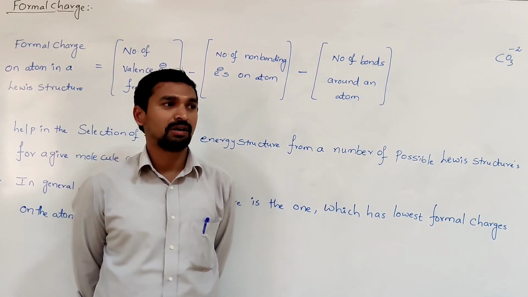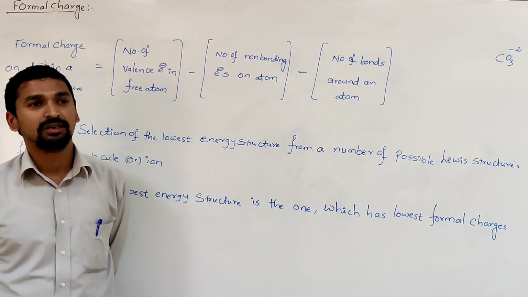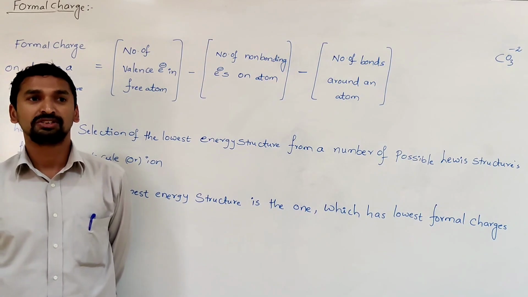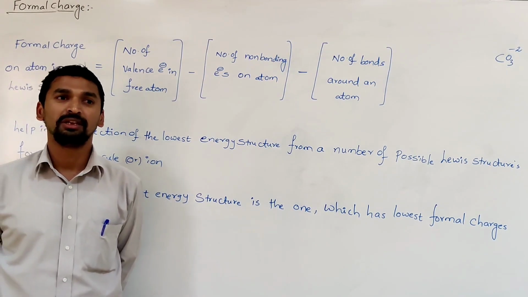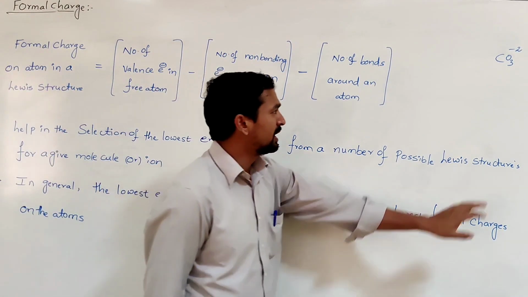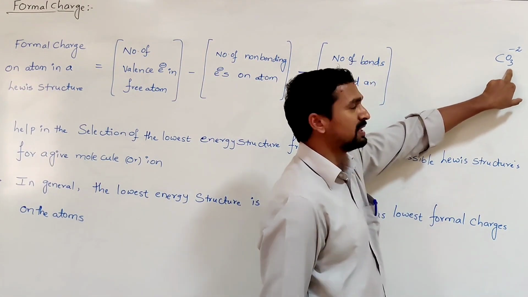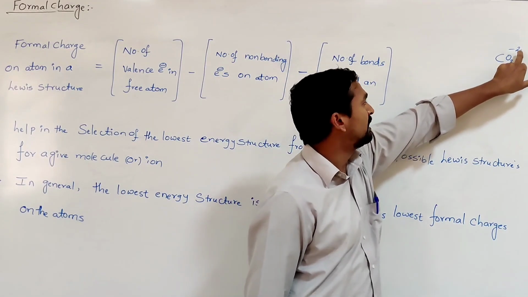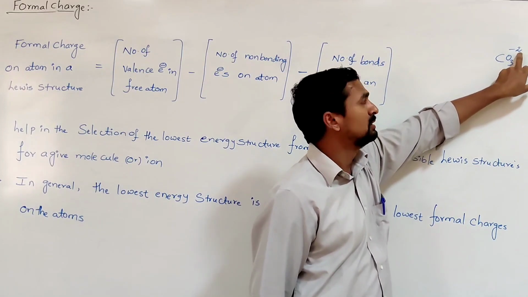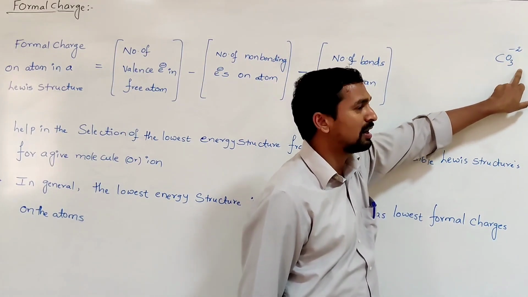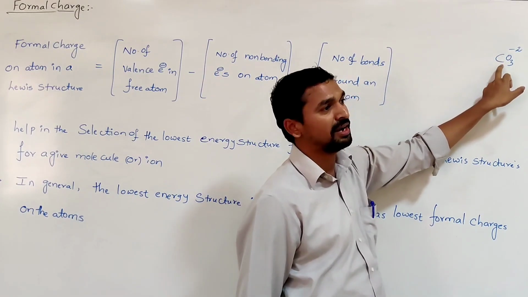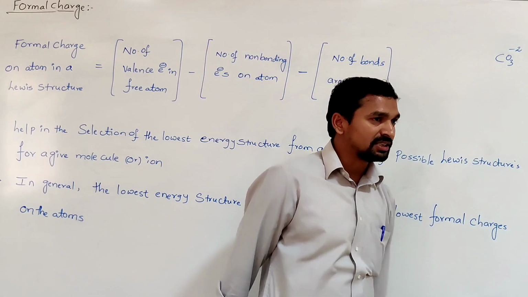Generally, in the case of polyatomic ions, whatever the charge is present, that charge is contributed by the whole ion, not by a particular atom. That means, for example, the carbonate ion, CO3 2-. Whatever charge is present on this carbonate ion, it is not of a particular carbon or oxygen. It is contributed by all the atoms present in this ion. So how do you calculate this formal charge?